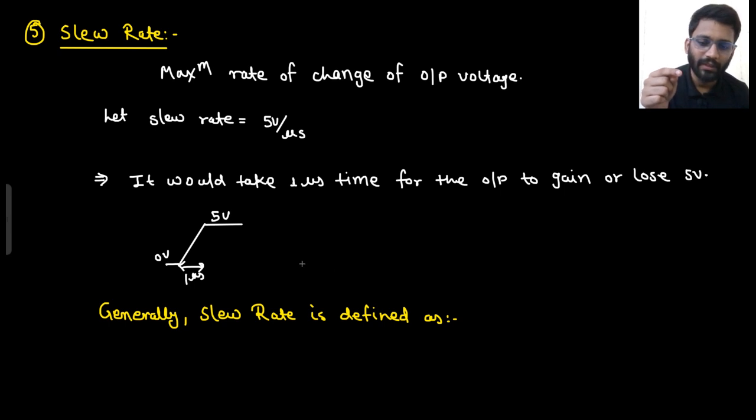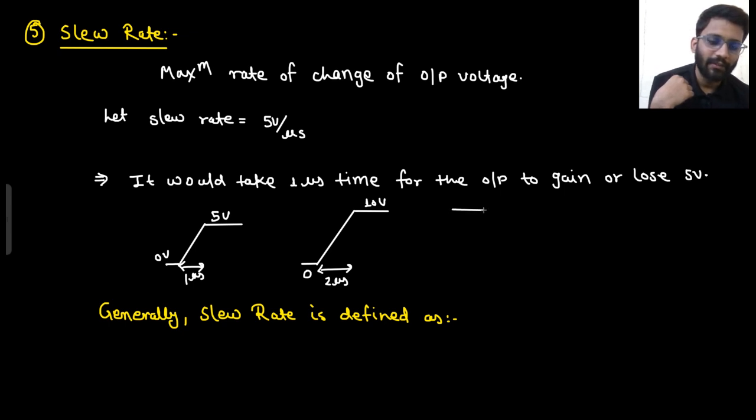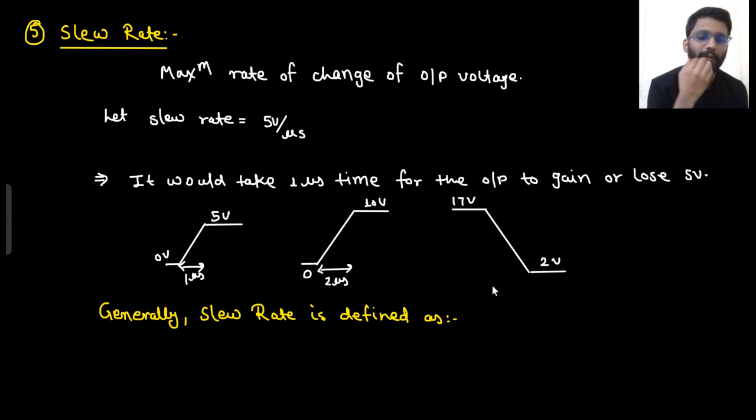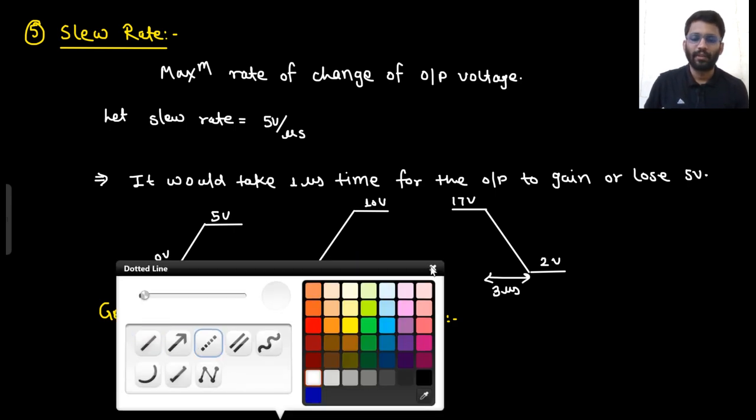Or if your output is increasing from 0 volt to 10 volt, it would take 2 microseconds. If your output is decreasing from, let's just say, 17 volt to 2 volt, so 15 volt it is losing, it will take 3 microseconds, right? So this is how you can understand the slew rate.